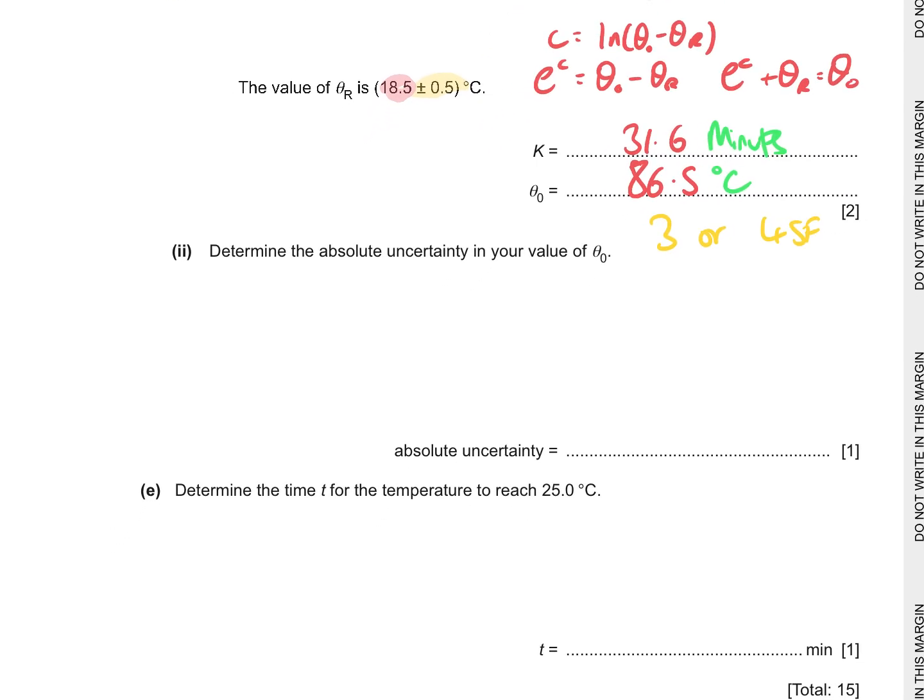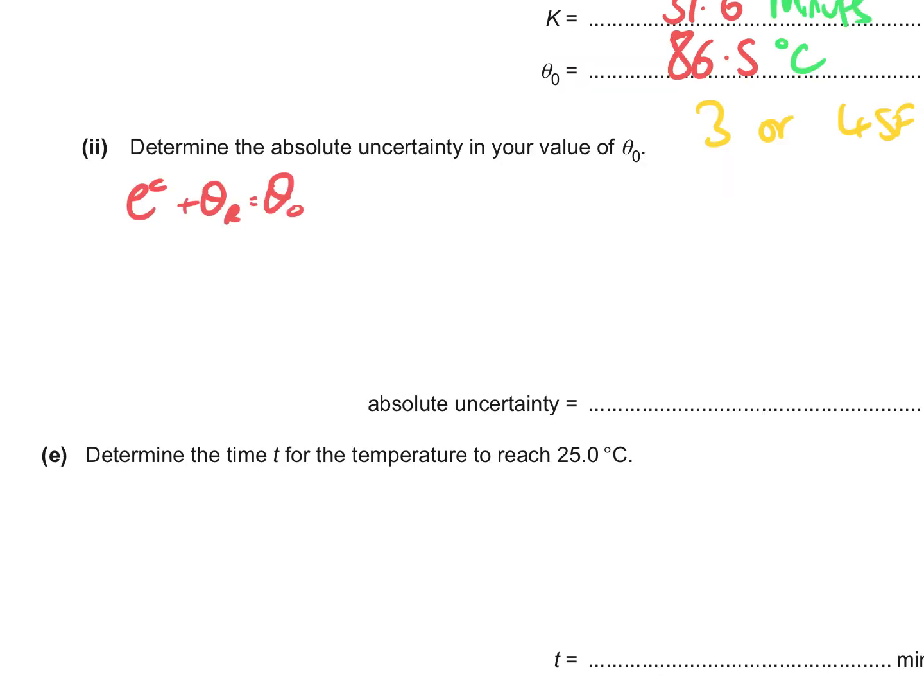Next one, determine the absolute uncertainty in theta naught. So I brought down the equation we used to find theta naught. Now, because we've got the exponential function here, that confuses things.